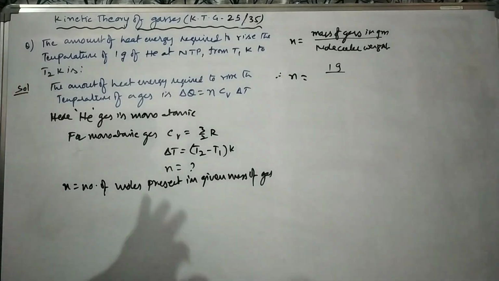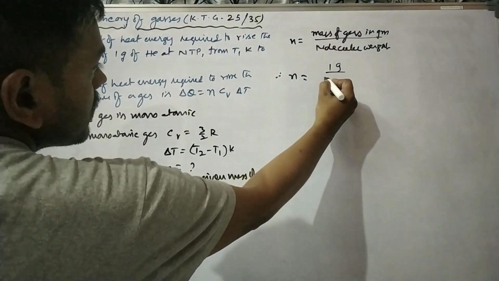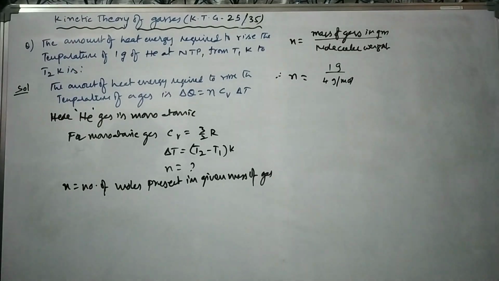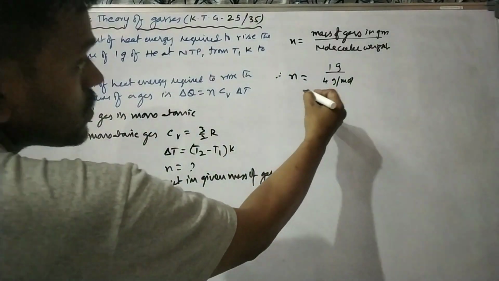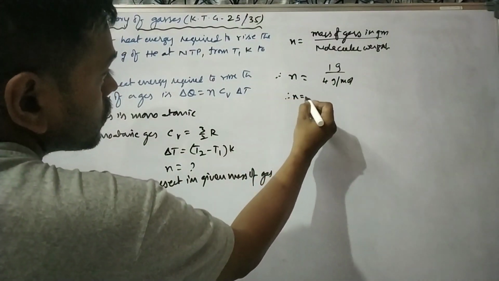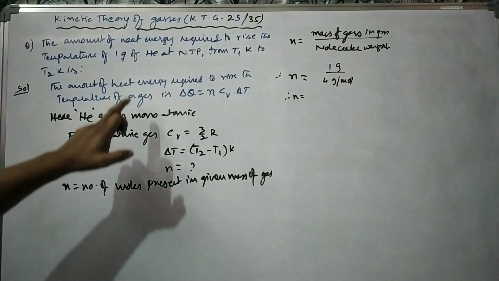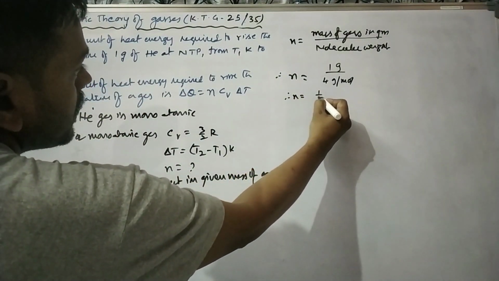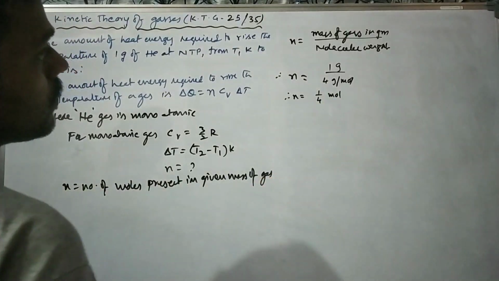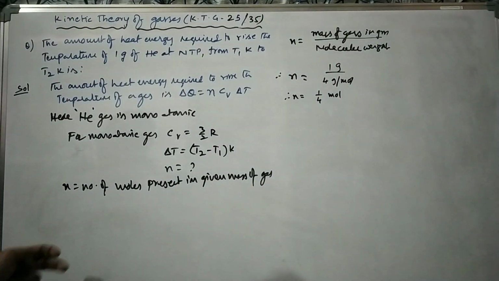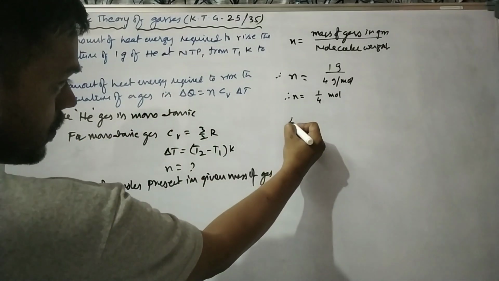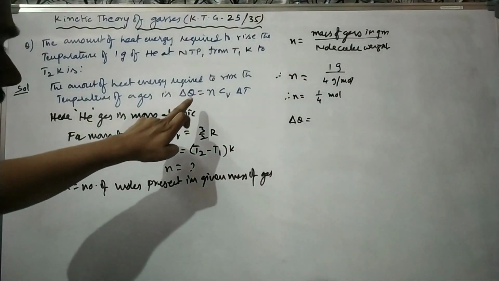What is the molecular weight of helium? It is 4 gram per mole. So therefore N, the number of moles present in 1 gram of helium, is 1 by 4 mole.